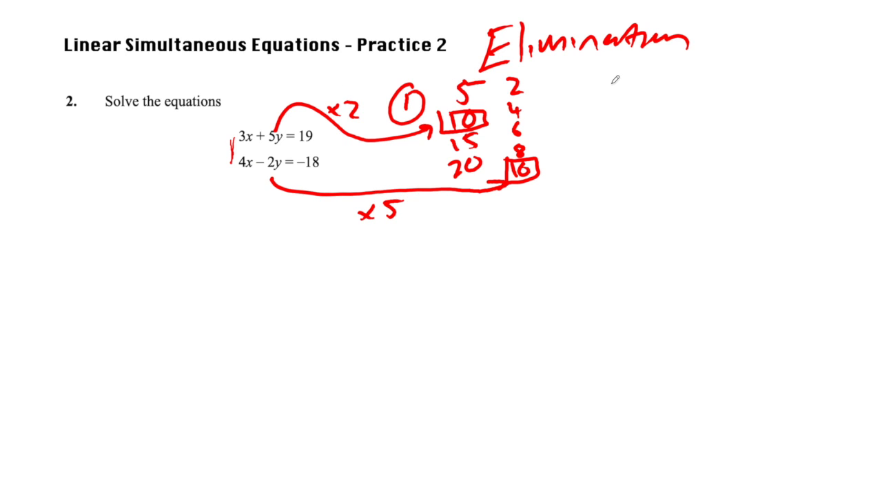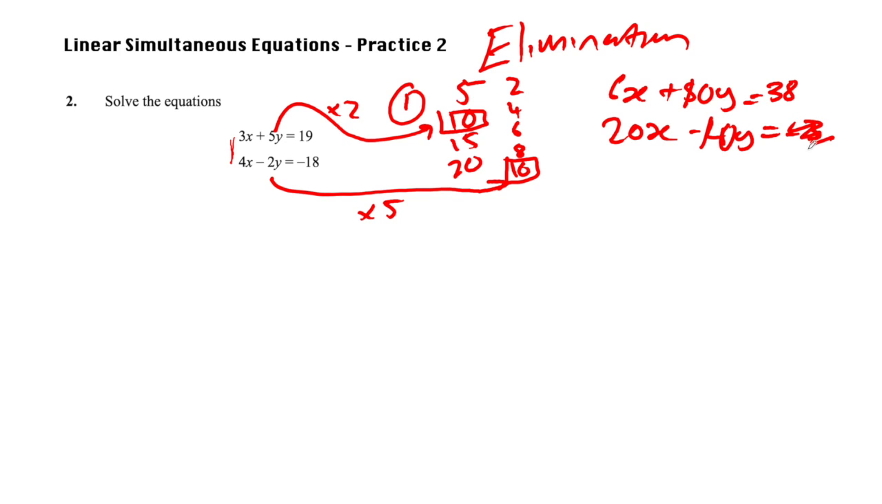So let's times the top equation, the whole equation, by 2. So that means we're going to have 6x plus 10y equals 38. And then the bottom equation, we've got to times that by 5. So 20x minus 4y is the same as minus 30. Oh, we've times it by 5. So that will be 10y. And this will be minus 90.